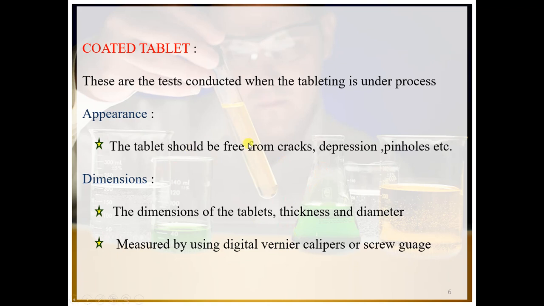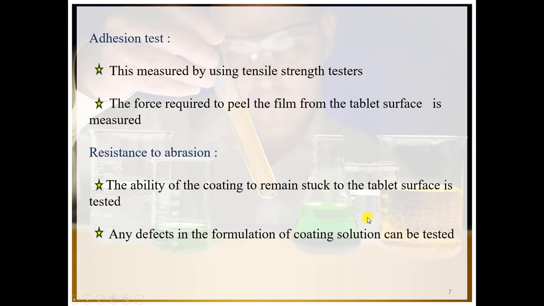Appearance means the tablet should be free from cracks, free from depression, and free from pinholes, etc. The dimensions of the tablets mean the thickness and diameter should be checked. They should be measured by using a digital vernier caliper or screw gauge.